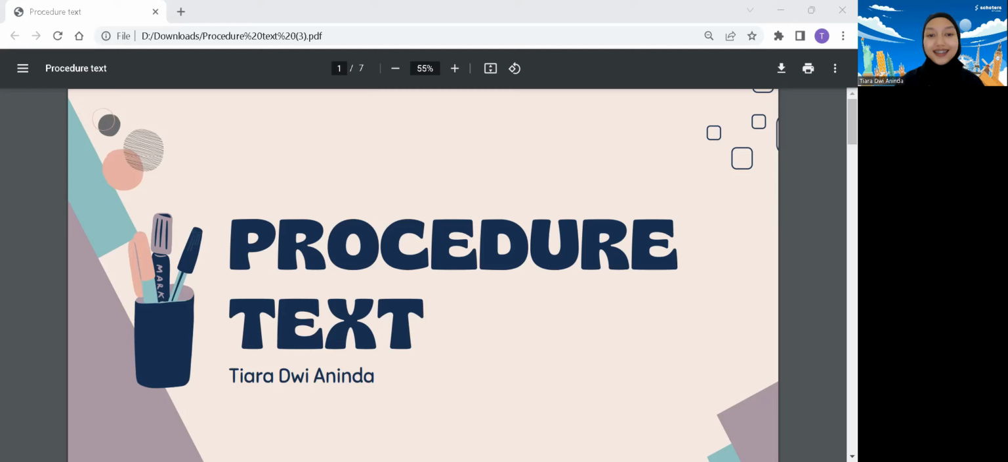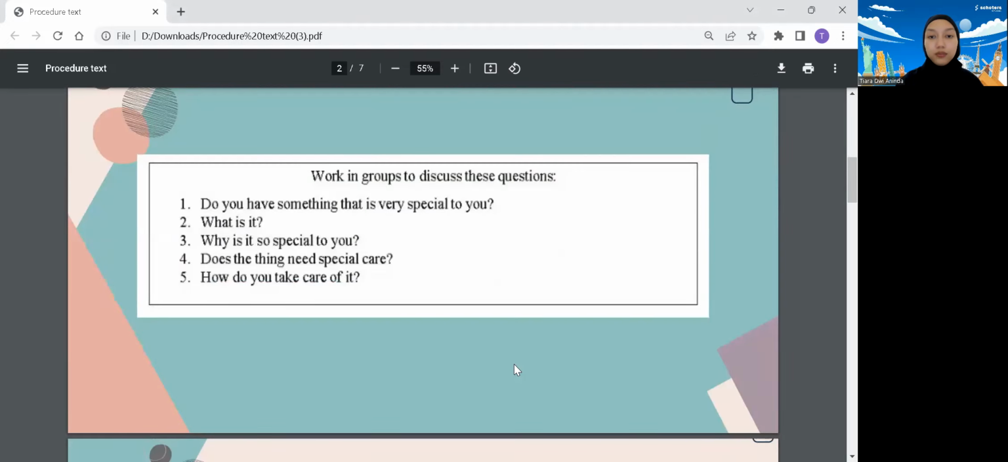Okay, for our lessons today, we are going to talk about a procedure text. As you know, a procedure text is a type of text that explains how to do something or how something works, and it is usually written in a step-by-step format and is used to provide instruction or directions. Before we begin, let's start with a group discussion.